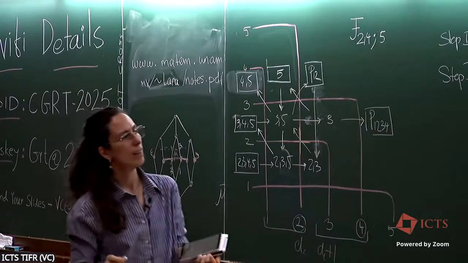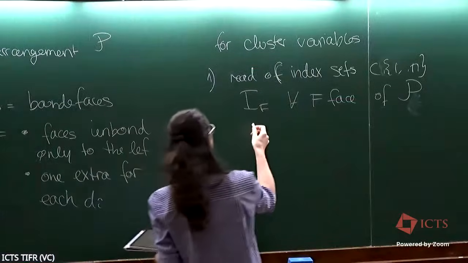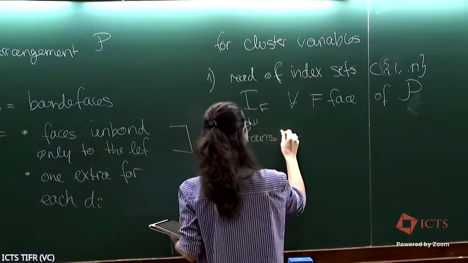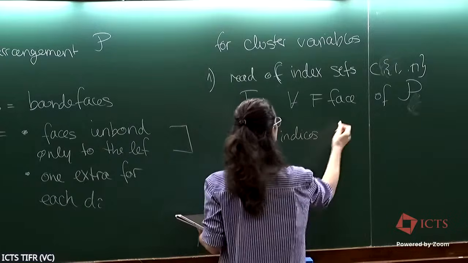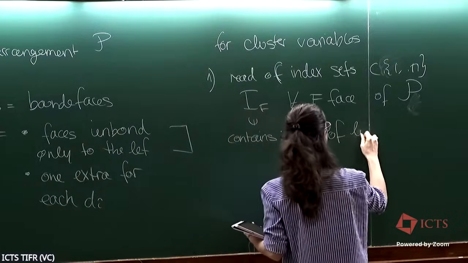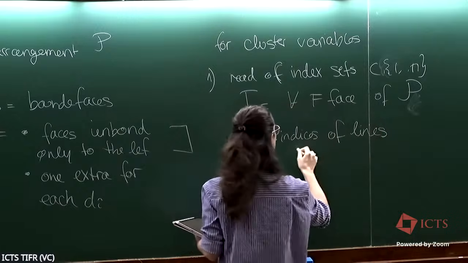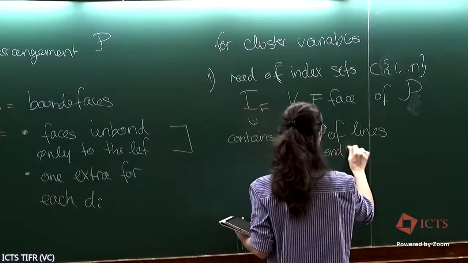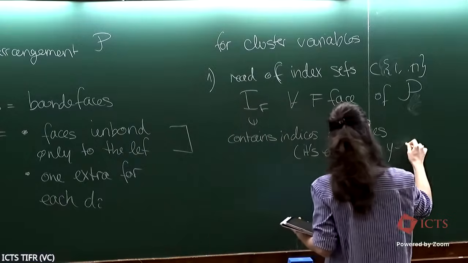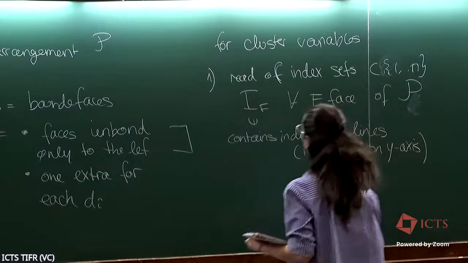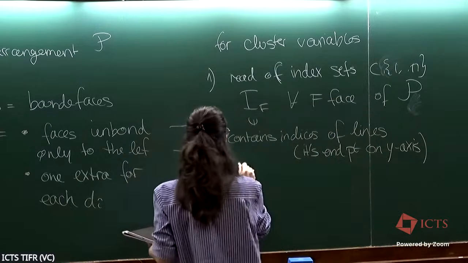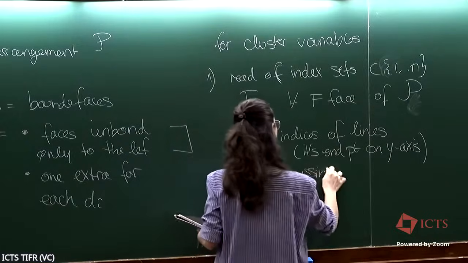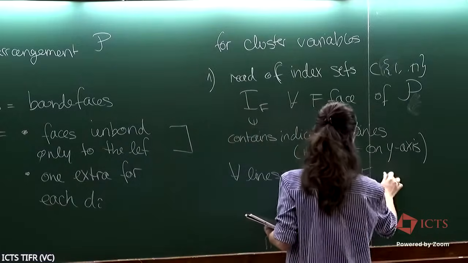Okay. So IF contains indices of the lines. And the index of the line is its endpoint on the y-axis, for all lines passing northeast of my face.